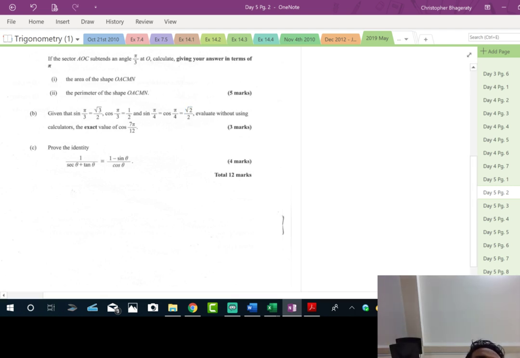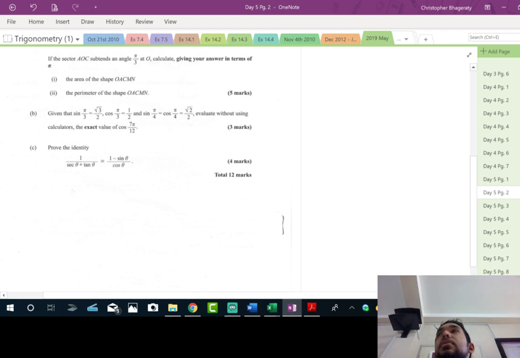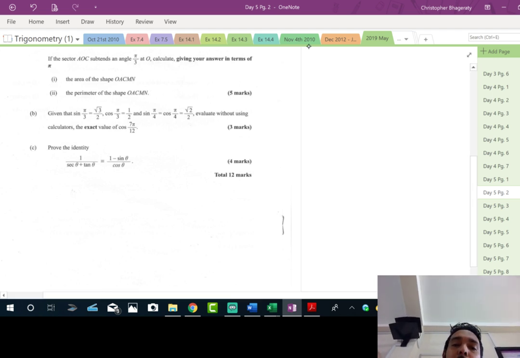So they want us to find cos of 7/12 of pi. Now the thing is, they've given us pi over 3 and pi over 4. And if you were following the previous example, to get 1/12, we had to do pi over 3 minus pi over 4. In this one, how would we combine pi over 3 and pi over 4 to get 7/12? We'd add them, right?